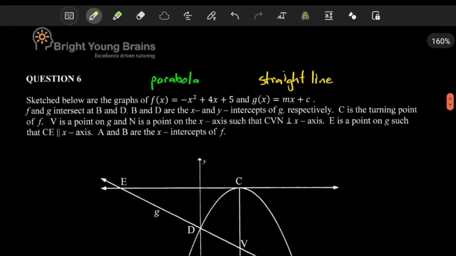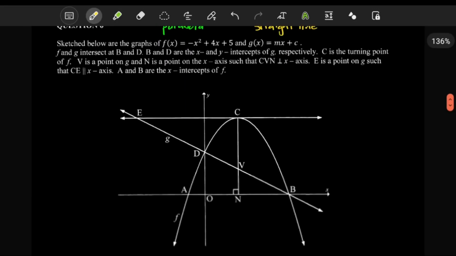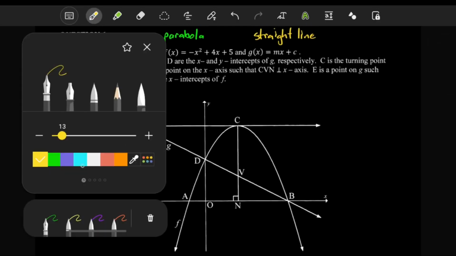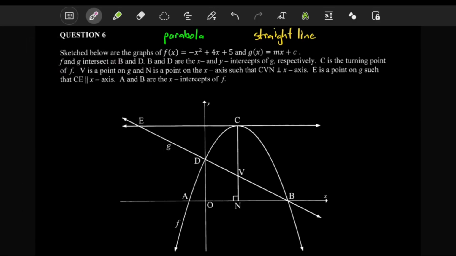There's a straight line graph and a parabola. It says here, sketched below are the graphs of f and g. f and g intersect at B and D. So whenever you read something, always try and refer to the sketch as often as possible. I always say that: you read something, go and look for it. Like here, they said they intersect at B and D. So where's B? There's B over there, there's D over there. That's how you get the information into your head. You read it and you go look for it.